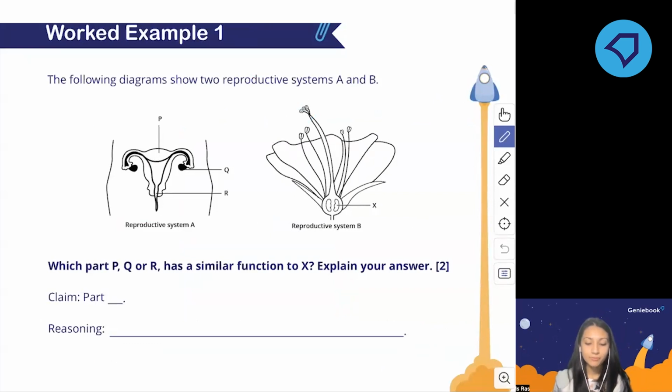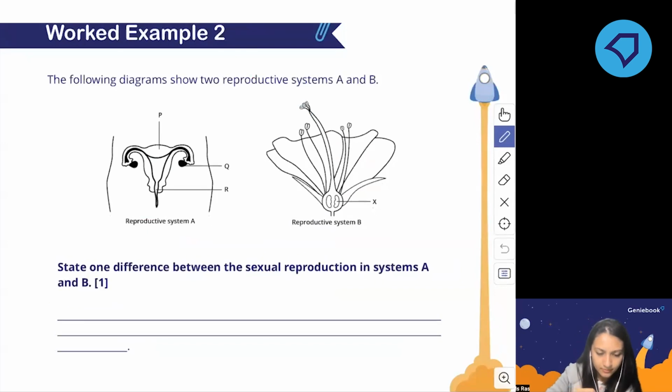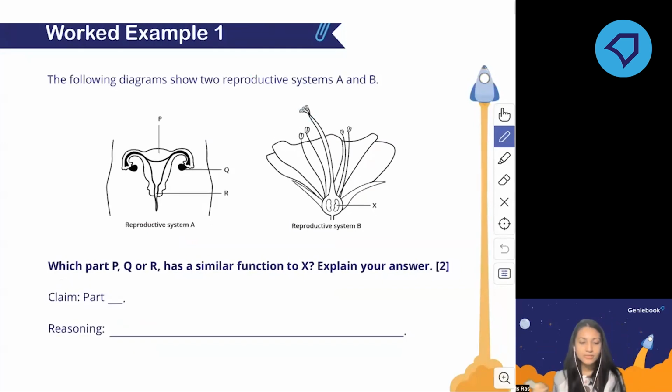For the worked example, we will try to do it together. For this question, it's the same parts. If everybody can answer this correctly for example 1 and 2, then everybody will get some bubbles. Which part, P, Q, or R, has similar function to X? Now you must help each other out. If you can get correct answers, then everyone will get bubbles.